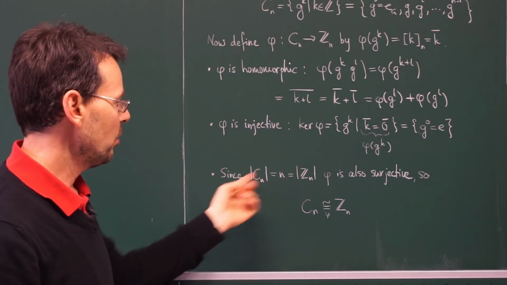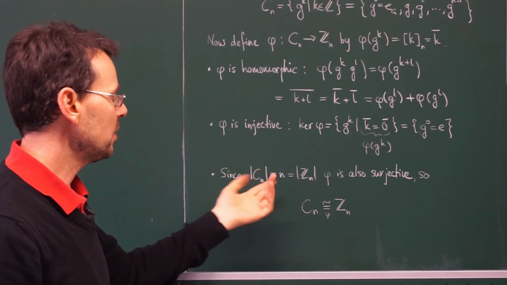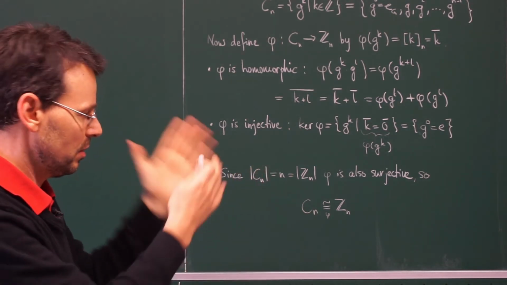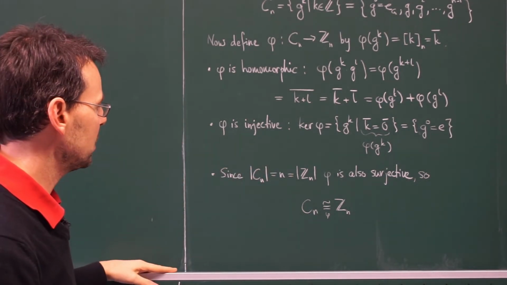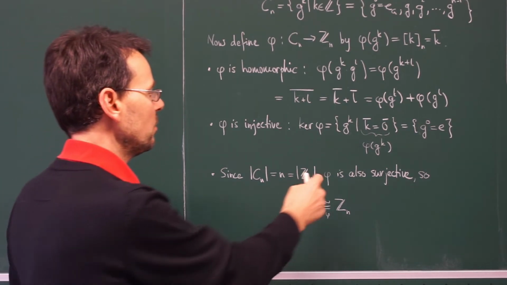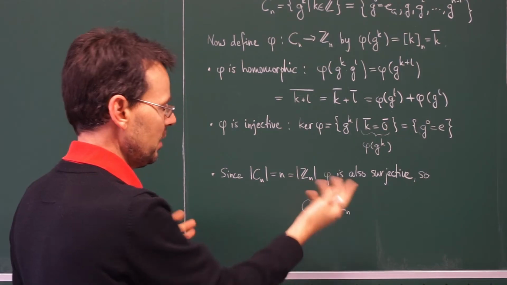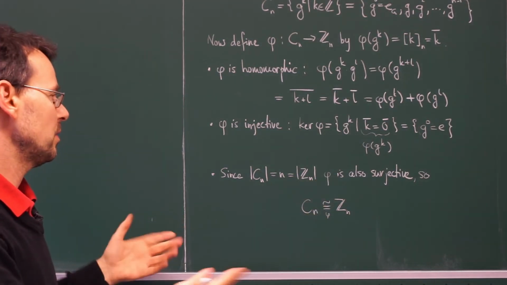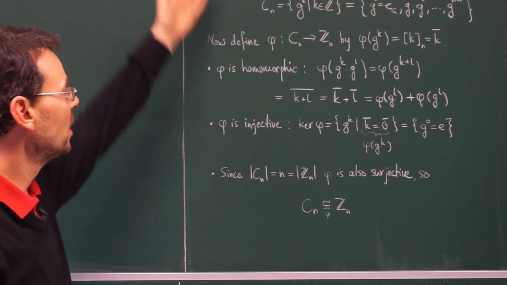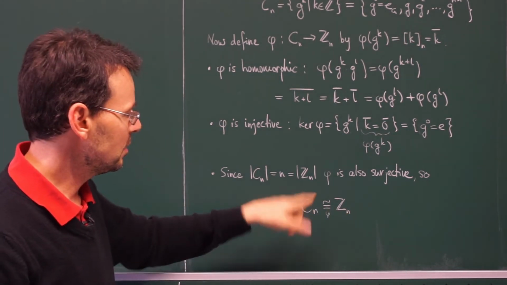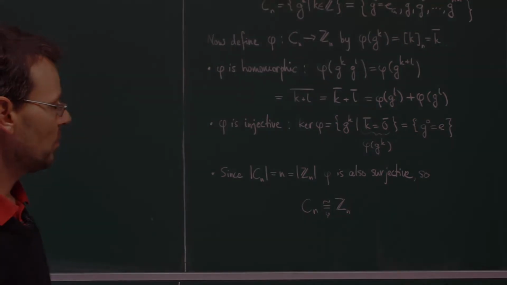Now clearly both have order n, simply by the definition of the order of an element or the order of a cyclic group. So phi is automatically also surjective, because it's injective and they have the same number of elements, so it must be surjective. So taken together, phi is an isomorphism, so these groups are isomorphic.